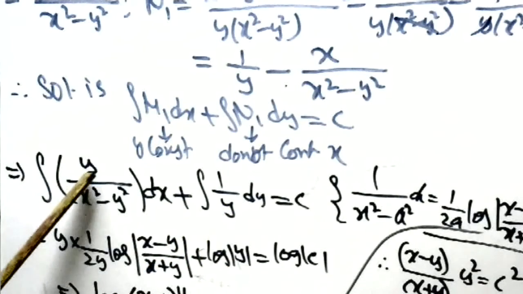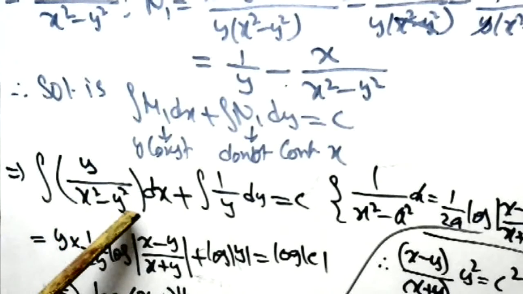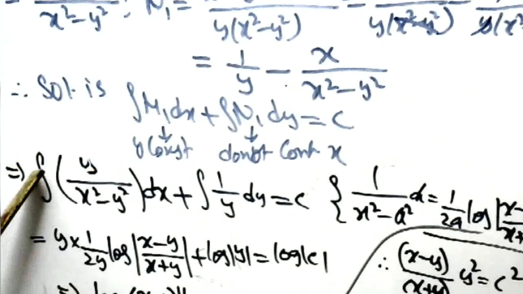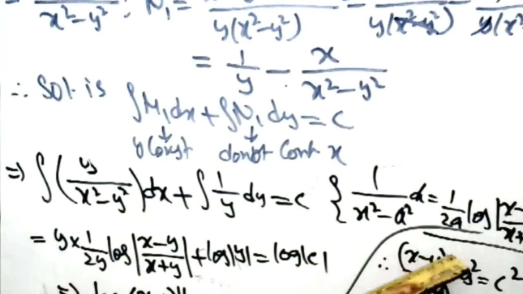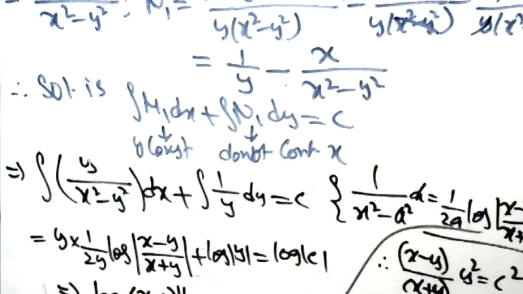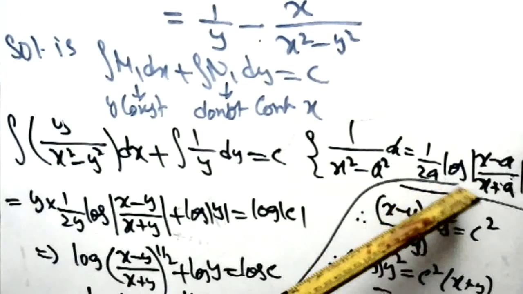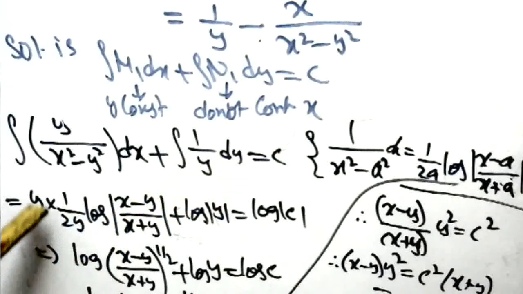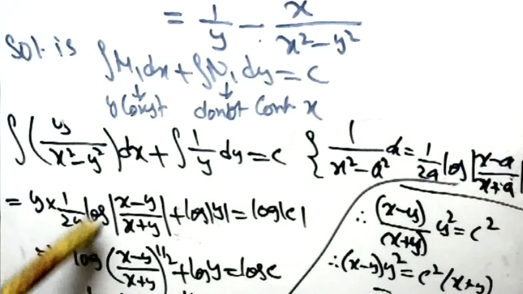Now see here, integration of 1 by y will be log y. Now in this, y is constant here, so it is of the form 1 by x square minus a square, where this constant you take as a square. You write 1 by y outside, so what is left here? 1 by x square minus a square. We have the formula for this. 1 by x square minus a square is 1 by 2a log of mod (x minus a) by (x plus a) plus c. So y into, we write the formula for this.